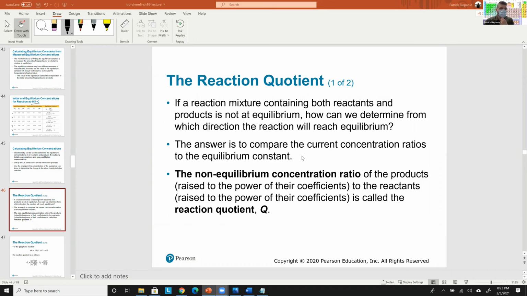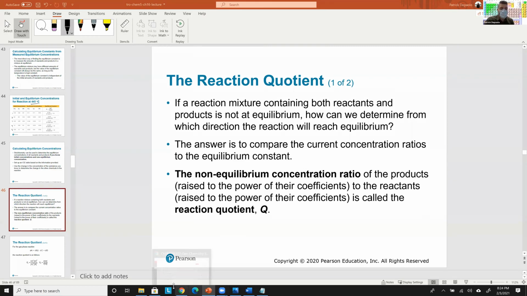So does that make sense? Basically, K is for equilibrium only, the concentrations of reactants and products at equilibrium. Q is anywhere else in the reaction time, not at equilibrium. You can calculate a Q, and if you compare Q and K, which one's bigger, which one's smaller, K stays the same and Q can change until it reaches K. That's what happens.